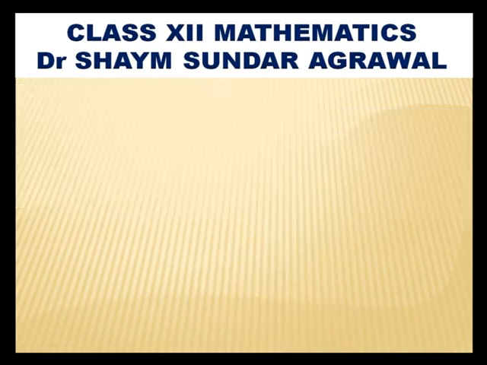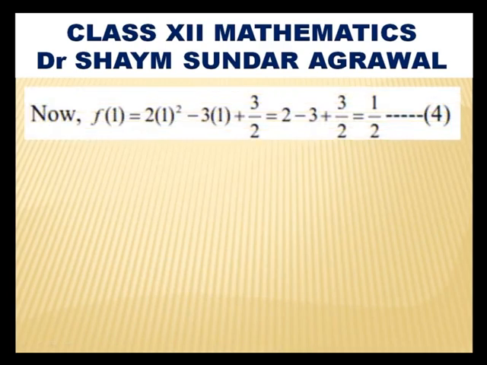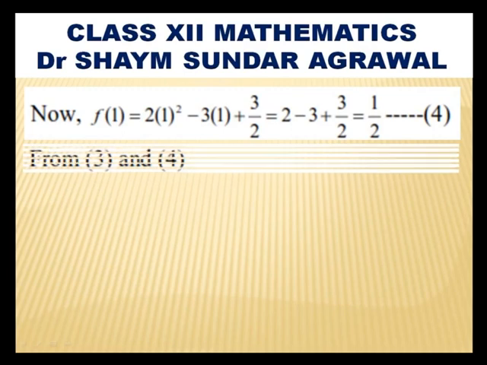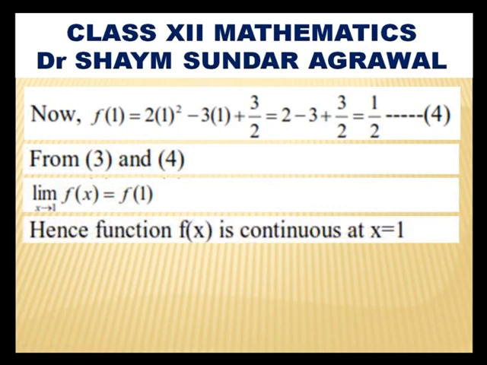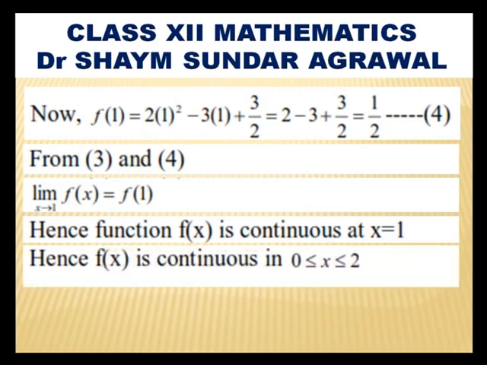Now we have to find out its functional value. F of 1 is 2 into 1 whole square minus 3 into 1 plus 3 by 2, which is 2 minus 3 plus 3 by 2, which is 1 by 2. So the limiting value and functional value both are same. Limit x tends to 1 f(x) and f of 1 both are same. Hence the given function is continuous at x equals 1. That means the given function is continuous in the interval 0 to 2.